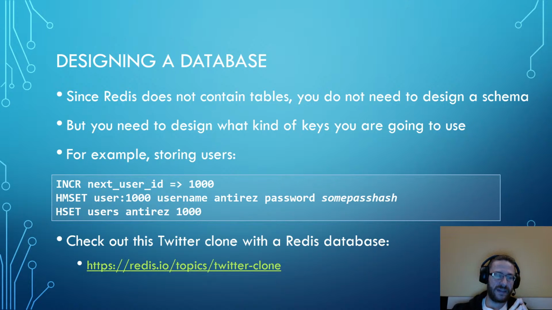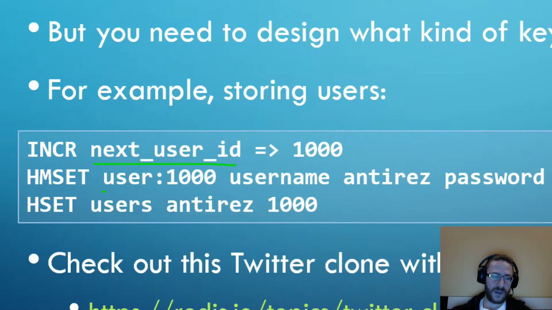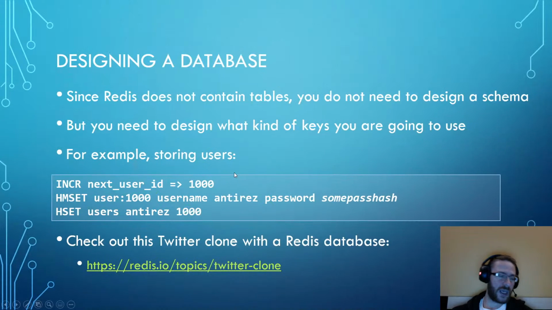We just design data structures which store our data, and we spread our data in different data structures. As we can see, we don't need to have a single object for the users. We have three objects: the user ID, the user with its data, and all the users mapped username to ID. Then we have two sorted sets for the followers and the following. Then we have posts, which is a list, and so on.